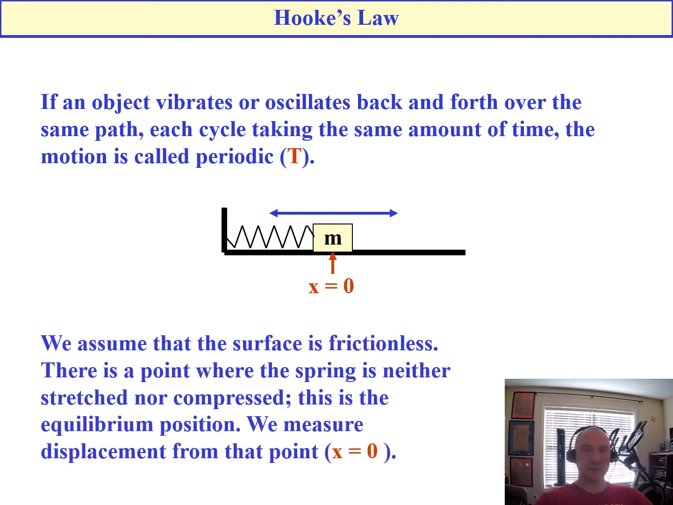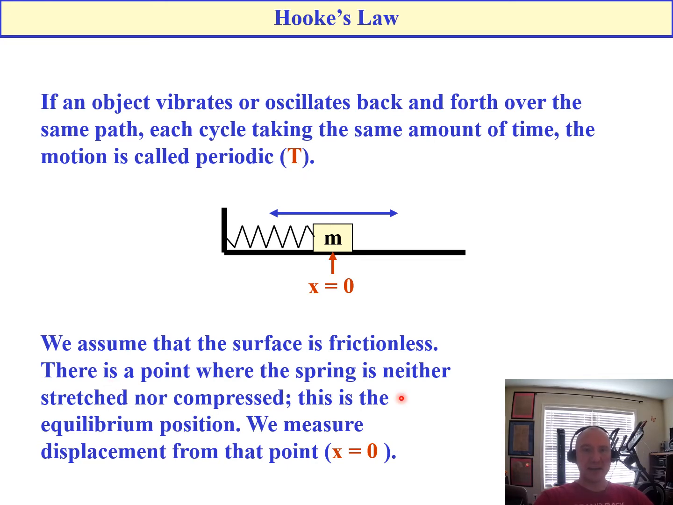All right, so we assume that the surface is frictionless, okay? If it's frictionless, then it'll oscillate back and forth and continue with the same amount of distance on either side. If there is friction, it'll actually travel less and less distance on each side, which we call damping. But if it doesn't dampen, then it keeps the same range, what we call amplitude. The maximum displacement is the amplitude.